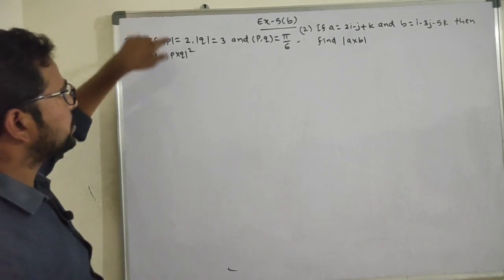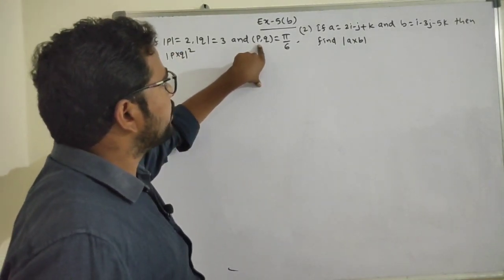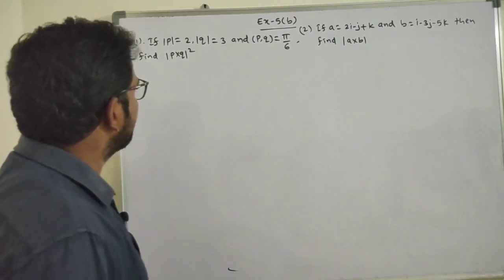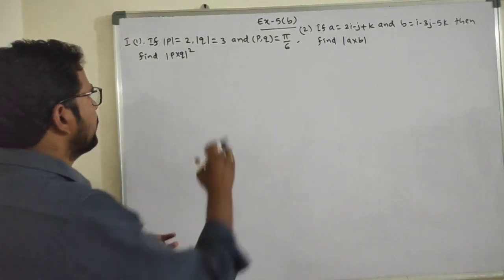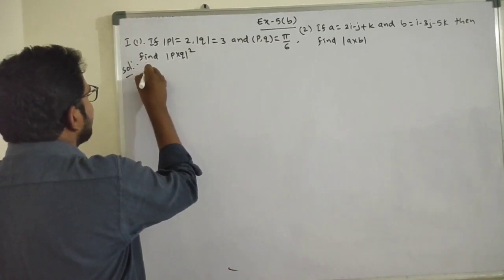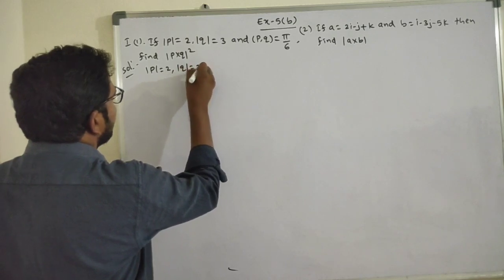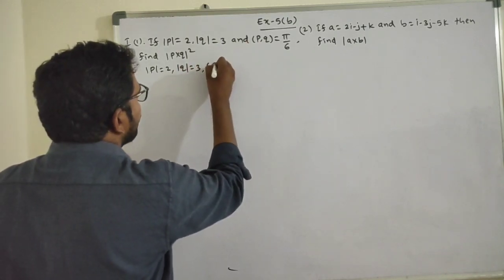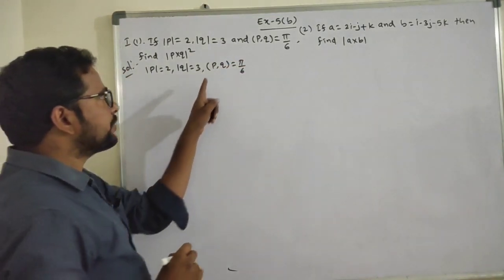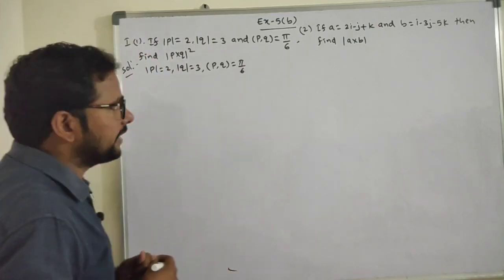Exercise 5b, first question. If modulus P is equal to 2, modulus Q is equal to 3, and the angle between P and Q is pi by 6, then find modulus P cross Q whole square. So what are the given values? Modulus P is 2, modulus Q is 3, and the angle between P and Q is pi by 6. That is 30 degrees, theta is equal to 30 degrees.